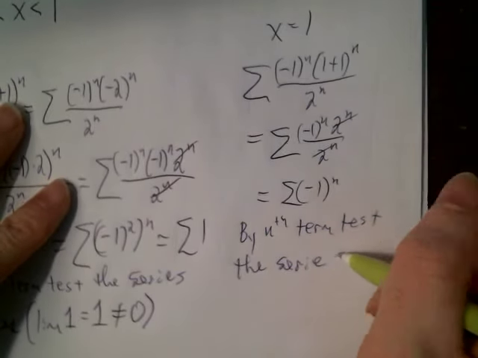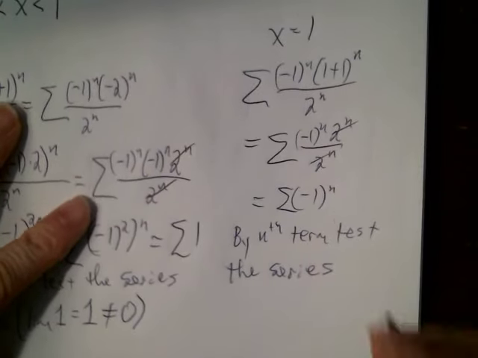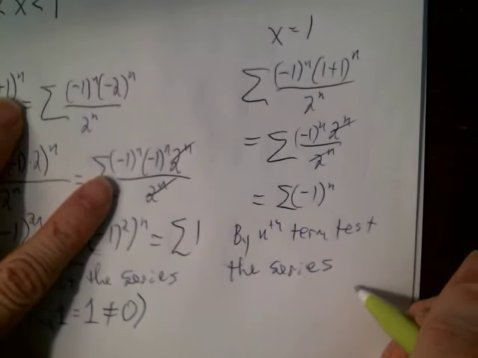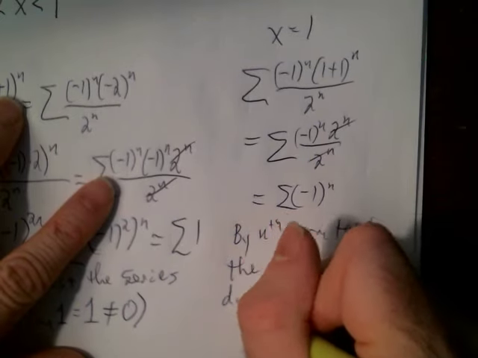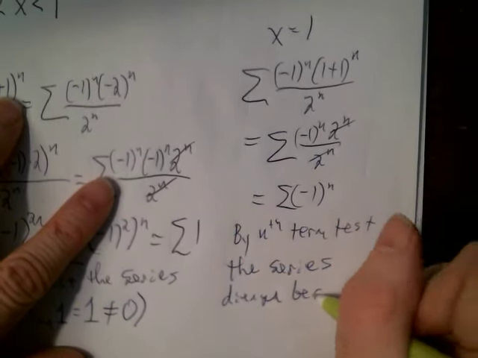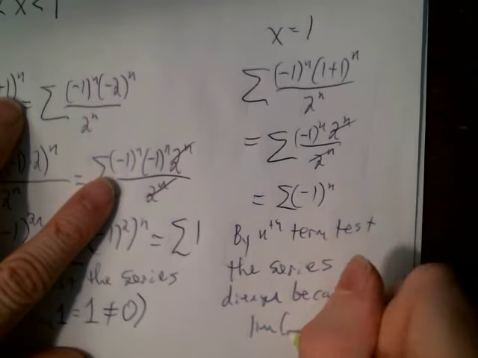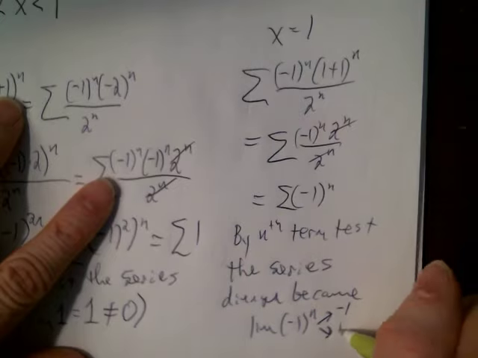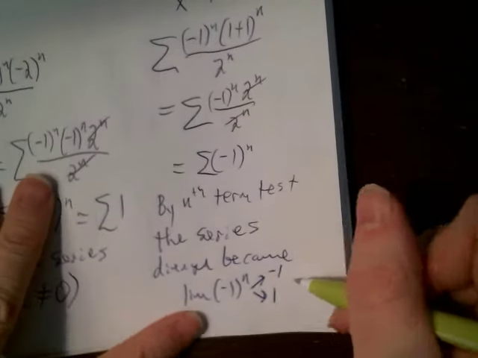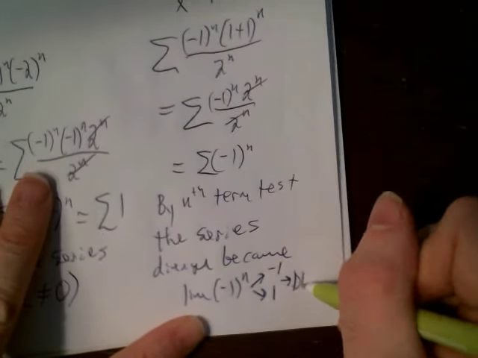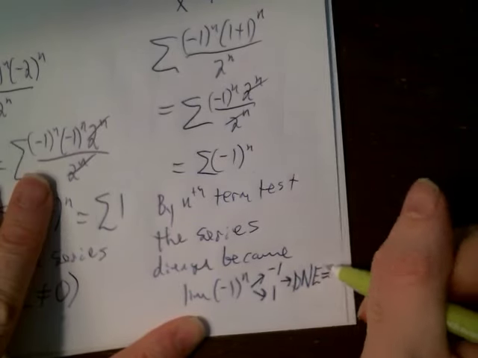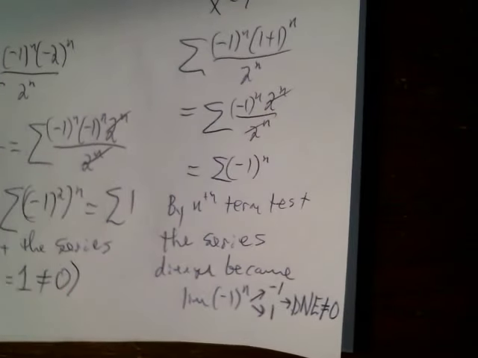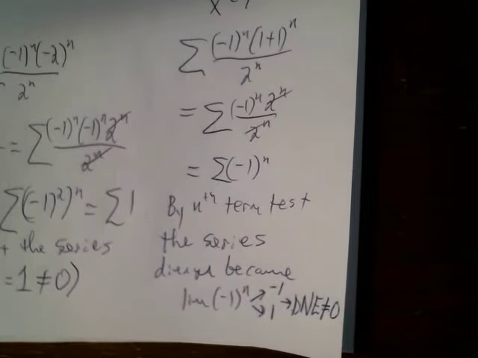And you have to say why. You can't just say flip a coin; you have to give some reasoning. By the nth term test, the series diverges because the limit of (-1)^n is going basically to -1 or 1. In other words, the limit does not exist. And of course, non-existence is not the same as 0. So by the nth term test, we can say it's divergent. Okay, what else we got?